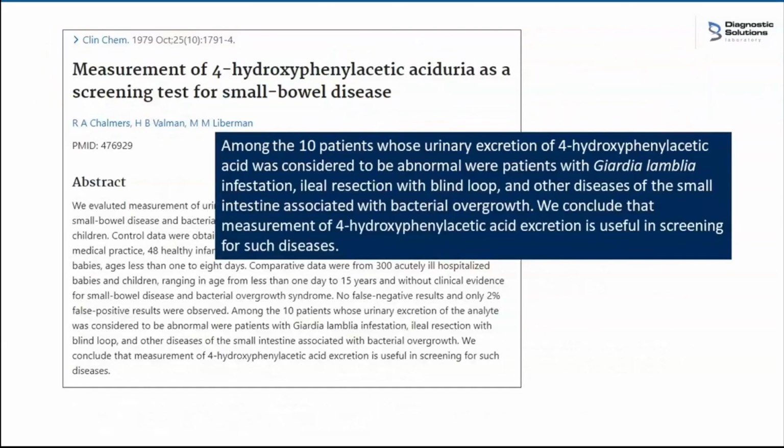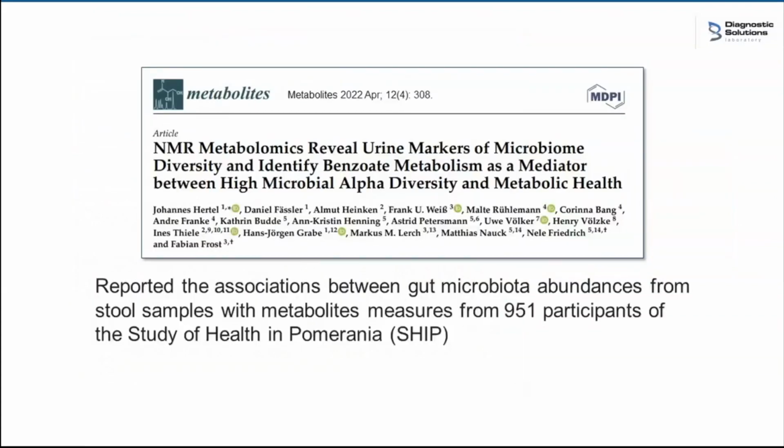So when I'm looking at this compound on a test, 4-hydroxyphenylacetic acid, this is an older study from 1979, in infants, who can have some pretty significant differences in gut bacteria and function. Looking at their 10 patients, they found that those who had increased 4-hydroxyphenylacetic acid tended to have more abnormal issues, like giardia or an ileal resection or other diseases of the small intestine. They concluded that measuring this marker was useful in screening for other diseases. So that was in 1979.